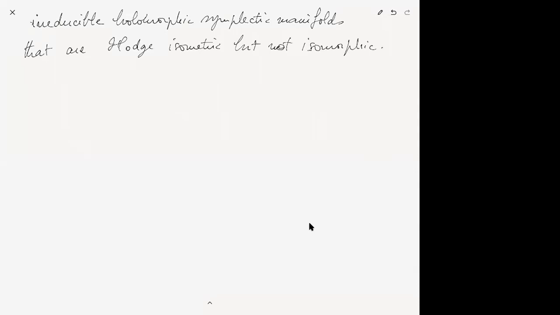So people were hoping that maybe they could say, okay, if they're Hodge isometric, then at least they're bimeromorphic, but that's not the case. There are counterexamples for that. So what else can you say? If two things are Hodge isometric, can you say anything geometric about them? How do you link them together geometrically and not just via their second cohomologies? As you can imagine, that is a hard question. So no idea what the answer would be.